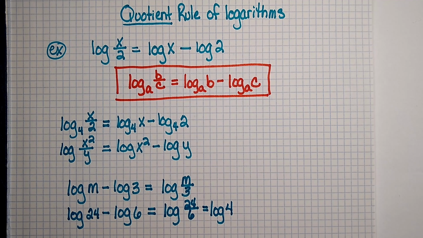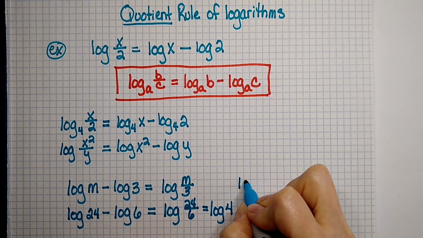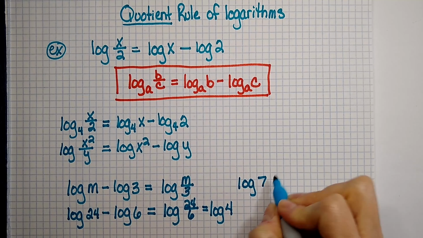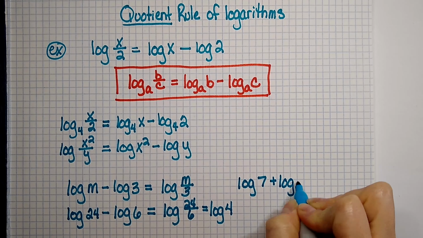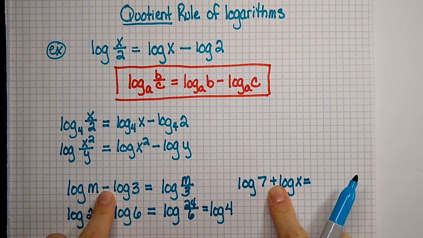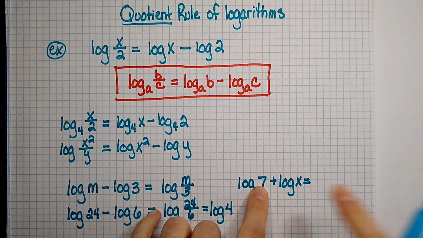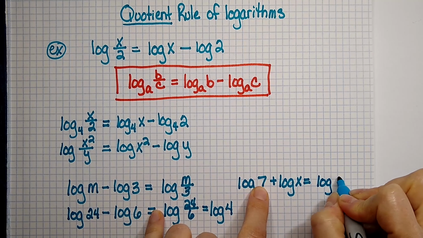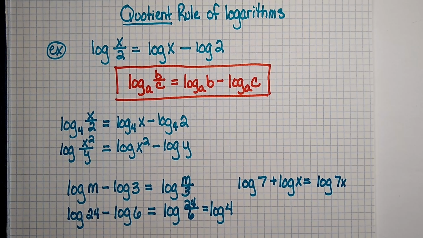So let's take a look at the rule from yesterday and the rule from today, the quotient rule and the product rule. I'm going to do a product rule example for you so that you can see what's happening here. If I have log of 7 plus log of x, then I'm not going to have a quotient. Okay? This is addition, not subtraction. So this is going to be a product, log of 7x. Okay, so I'm writing that as a single log.